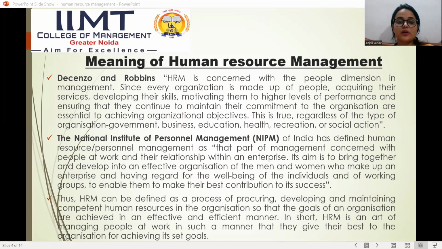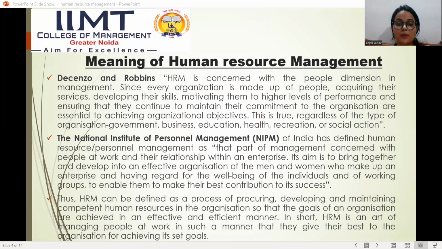Human resource management can also be defined as a process of procuring, developing, and maintaining competent human resources in the organization so that the goals of an organization are achieved in an effective and efficient manner. We can say that human resource management is an art of managing people at work in such a manner that they give their best to the organization for achieving its set goals or objectives.